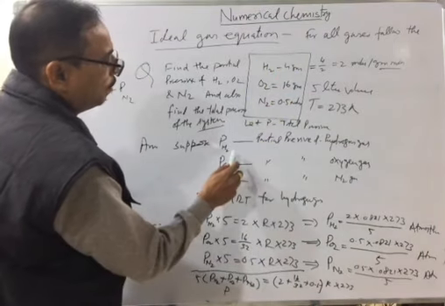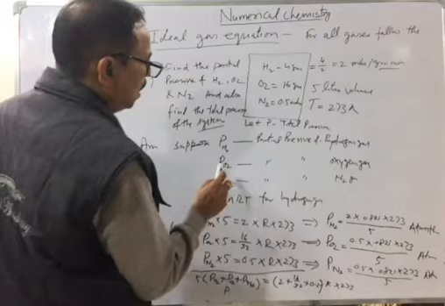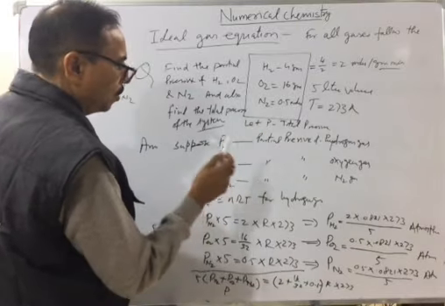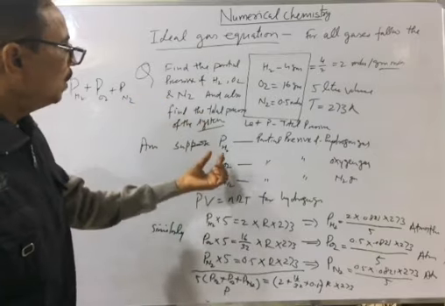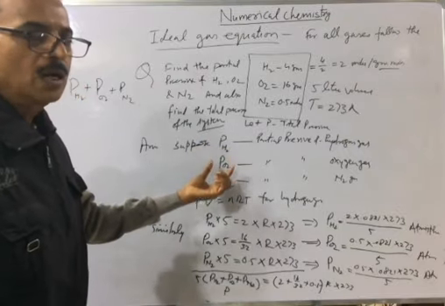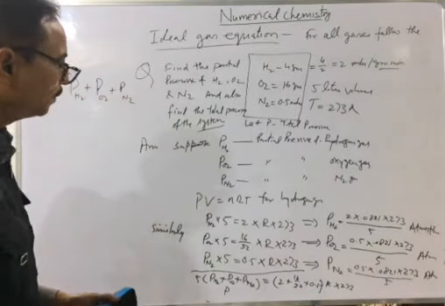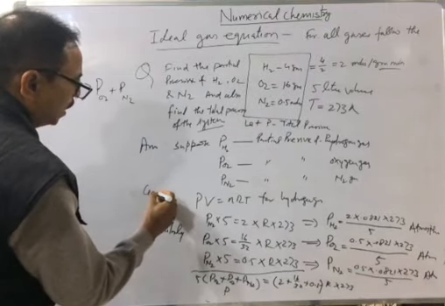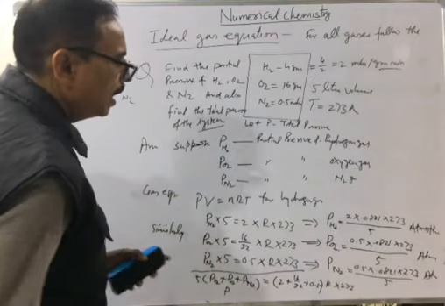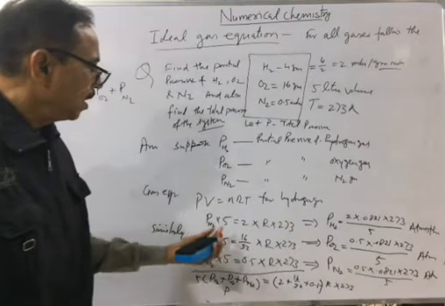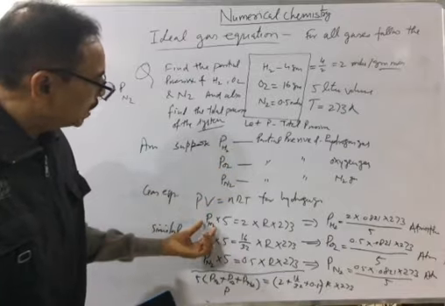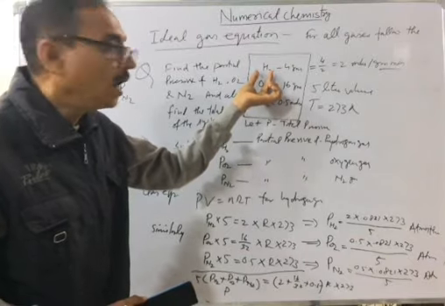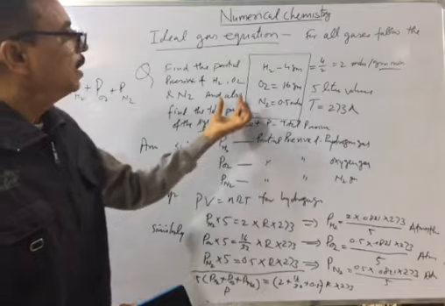So suppose PH2 is the partial pressure of hydrogen, PO2 is the partial pressure of oxygen, PN2 is the partial pressure of nitrogen. So we have to calculate the value of these partial pressures, hydrogen, oxygen and nitrogen, and the total pressure. So we know the ideal gas equation, PV equals nRT. So for hydrogen gas, suppose PH2 is the partial pressure, the pressure exerted by the hydrogen only in the vessel.